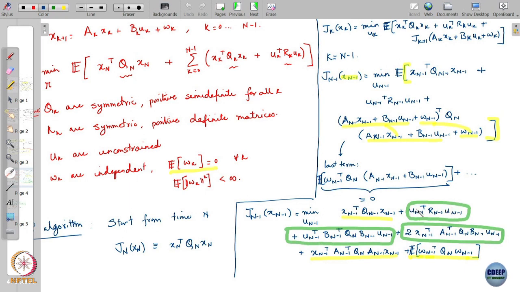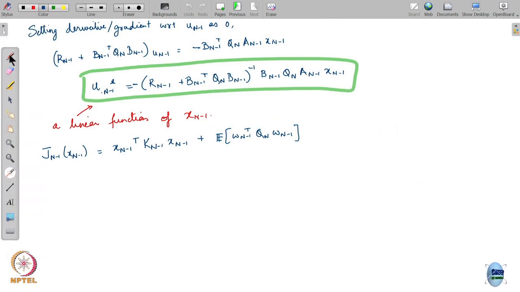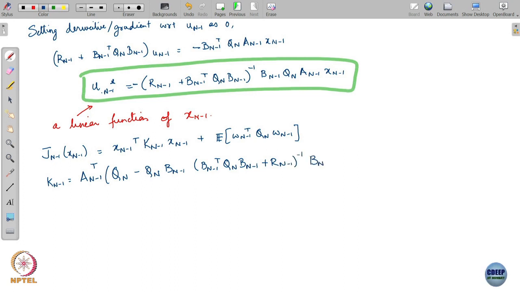Since un star is a linear function of xn minus 1, all these green terms will combine together to give you another quadratic in xn minus 1. You can check that the expression is like this: Kn minus 1 is equal to An minus 1 transpose times Qn minus Qn Bn minus 1 times the inverse of Bn minus 1 transpose Qn Bn minus 1 plus Rn minus 1, times Bn minus 1 transpose Qn, the whole thing times An, plus Qn minus 1. This is Kn minus 1.